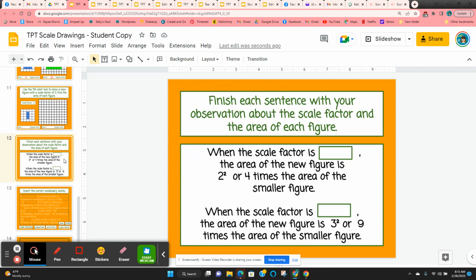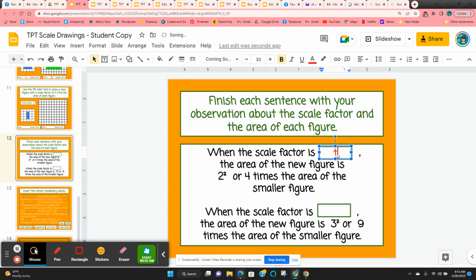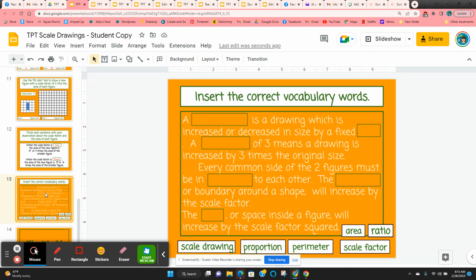And then they fill out the sentence frames. When the scale factor is 2, the area of the figure is 2 to the second power, or 4 times. When the scale factor is 3, the area of the new figure is 3 to the second power, or 9 times. And then it finishes with sentence frames, and they just have to move these vocabulary words into the correct place in the sentence frame.